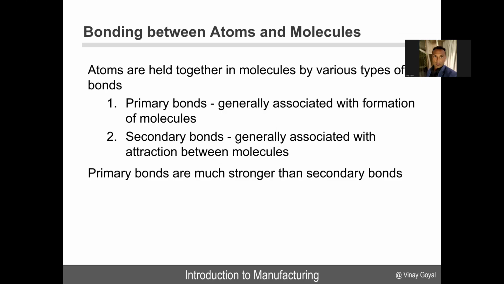So, when we look at the microscale level, the atomistic scale, the bonding between atoms and molecules matters. Atoms are held together in molecules by various types of bonds. One type of bond is called primary bonds, and they're generally associated with the formation of molecules. You may have heard that. Secondary bonds generally are associated with attraction between molecules. Two different kinds of bonds. One is talking about the formation of molecules. The second one is talking about the attraction between molecules. Therefore, primary bonds are much stronger than secondary bonds, and they'll become important as we continue through these topics.